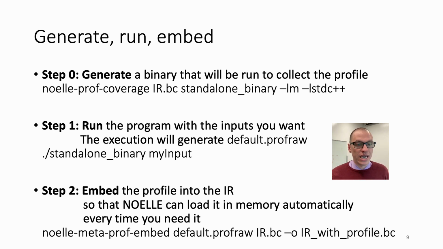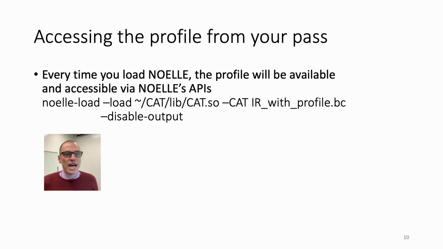Then the name of the IR file, and this IR file has to be exactly the same as the one you used in step 0. And finally, the name of the IR you want to generate, which will differ from the IR.bc only by having the profile information embedded in it. Now you can access the profile information from your pass that you build upon NOELLE, like in this case.